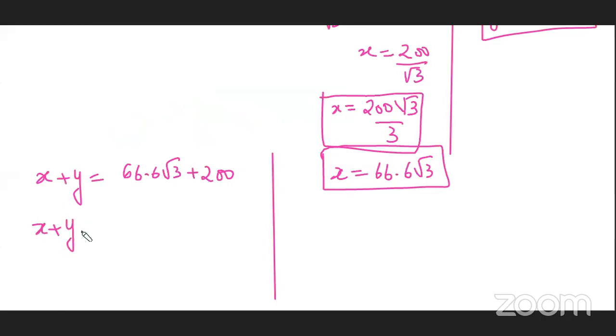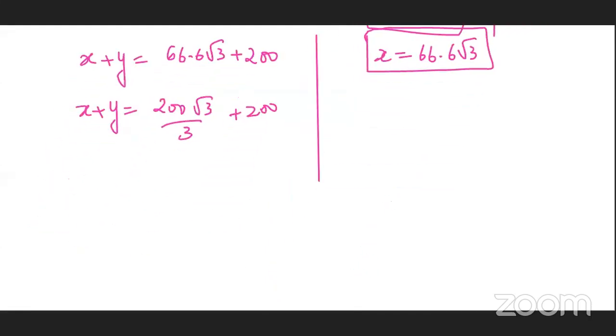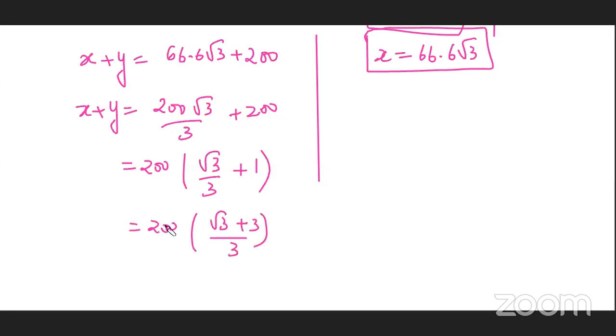And if it's in fraction form, then we have to work it out, because we can't leave it like this. So what we'll do is take 200 common, and then it's √3 by 3 plus 1. LCM, √3 plus 3 divided by 3. And you leave the answer there. Okay? Clear, all of you?